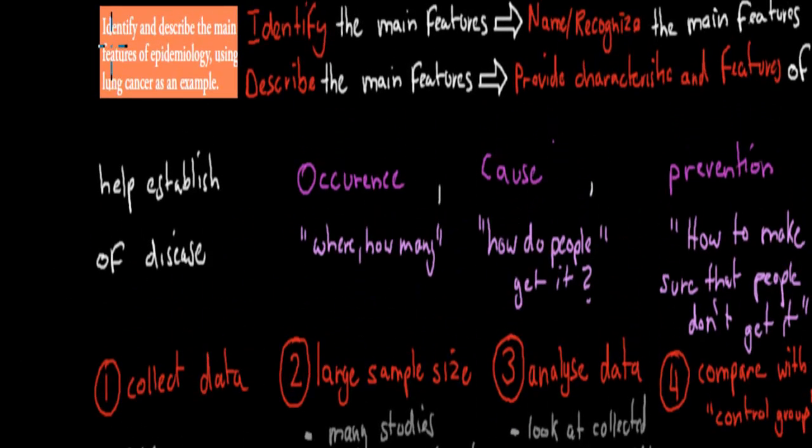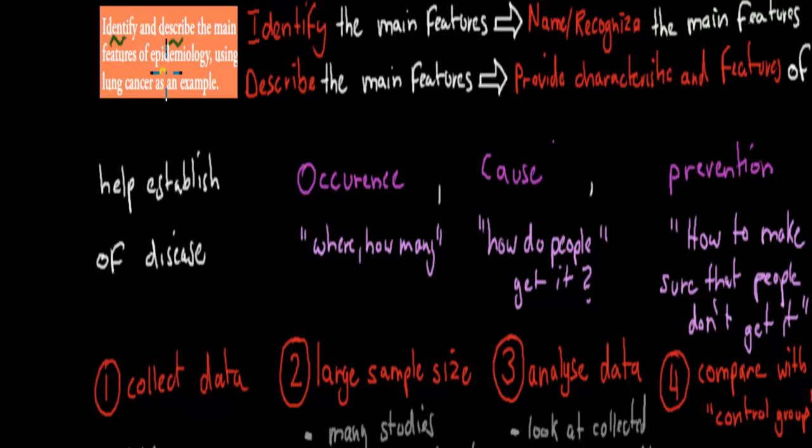So the first one says identify and describe the main features of epidemiology using lung cancer as an example. Identify just means name, recognize, and describe means provide the characteristics and features. So we need to name and recognize and provide the characteristics and features of epidemiology, and we need to use lung cancer as an example.